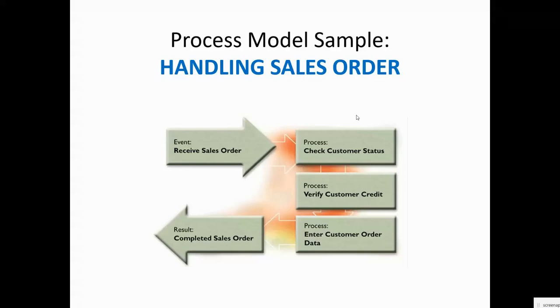So naatay event and result. As you can see, ang event mao na sinugdanan sa process. So syempre, before ta na ay ma-handle nga sales order, dapat naatay madawat nga sales order. So after receiving sales order, naakunuhay tulo ka processes. Number one, check customer status. Number two, verify customer status. Number three, enter customer data. So as you can observe, all of these processes begin with verbs kasi process man sila. Okay? And then ang final result niya is completed na ang sales order.